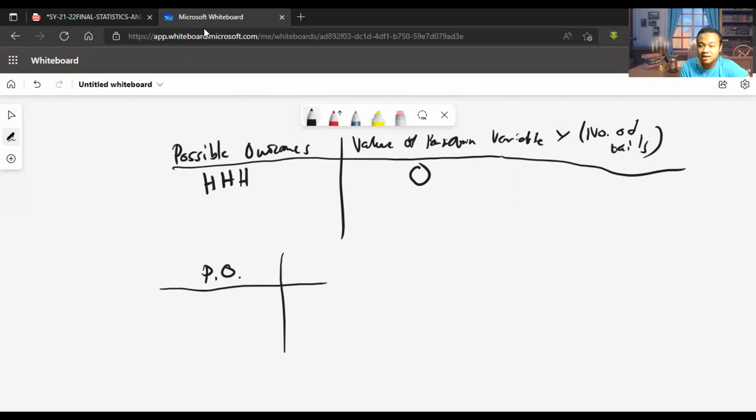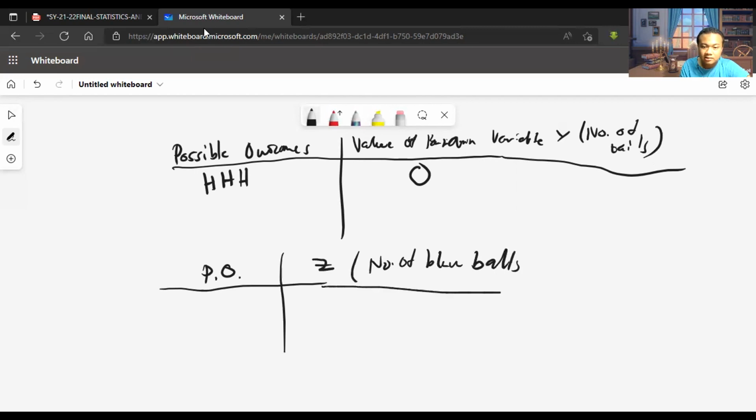I-spell out ninyo, ha, ang possible outcomes, ha. Then value of random variable Z, diba? Z, value of random variable Z. So that's now number of blue balls. Number of, specify gini ni guys, blue balls.